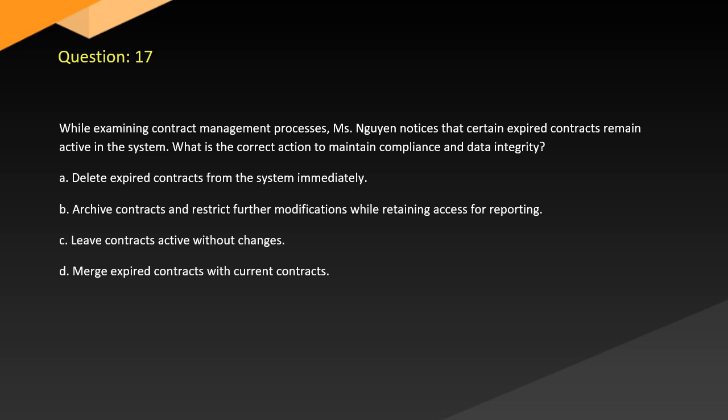A. Delete expired contracts from the system immediately. B. Archive contracts and restrict further modifications while retaining access for reporting. C. Leave contracts active without changes. D. Merge expired contracts with current contracts.